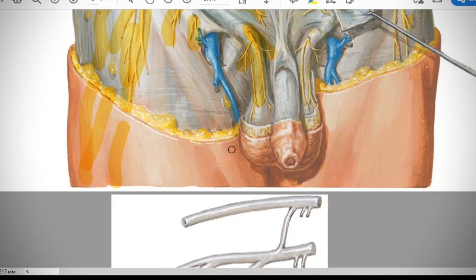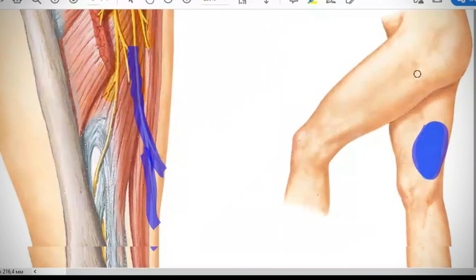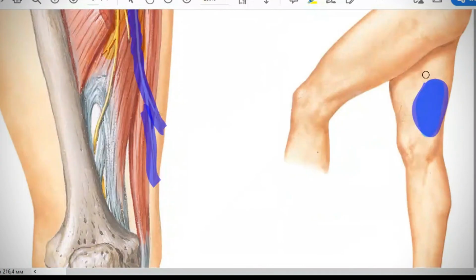The anterior aspect of your thigh will be supplied by the nervi cutanei femoris anteriores, that are branches of your femoral nerve. And in the lower part only, you have a small area above your knee joint on the medial aspect that is supplied by nervus obturatorius, the anterior branch of the obturator nerve.